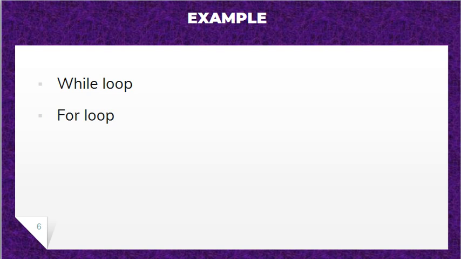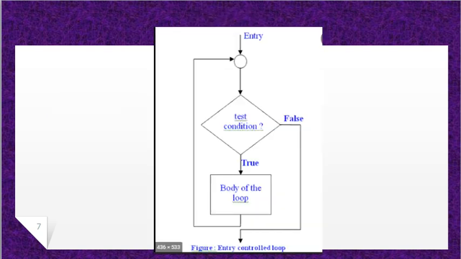We can see the flowchart diagram of this entry controlled loop, how it works. Here, this is the entry for the loop statement. At the entry it will check whether the condition is true or false. If the condition is true, then the body of the loop will be executed and again the control will go back to the condition. So this is the control flow in the case of an entry controlled loop.